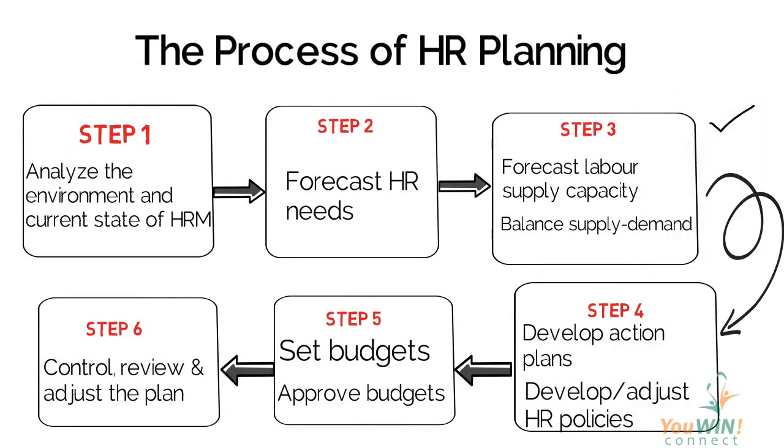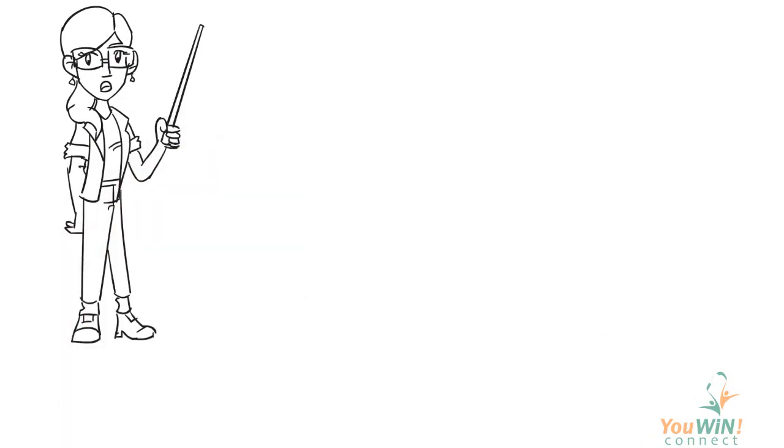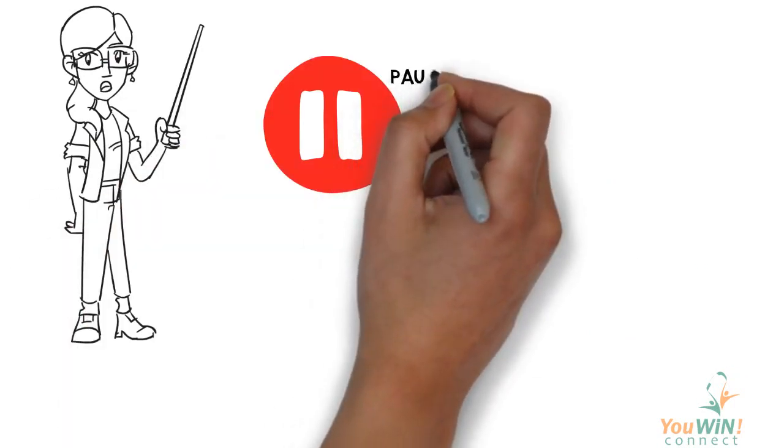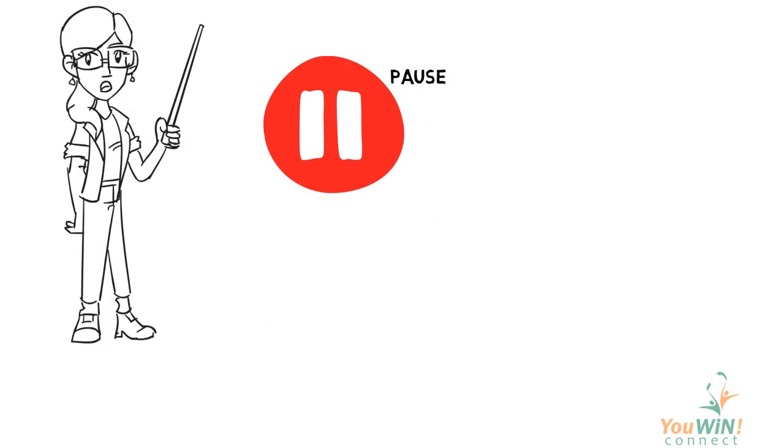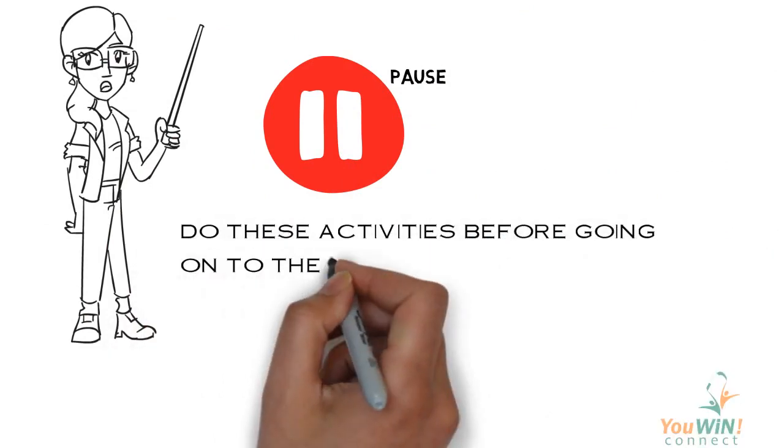Now that we have looked at the 6 steps we need for this process for HR planning, we're going to be going on next to do the end of session activity. I would like you to pause and do this activity before going on to the next session.